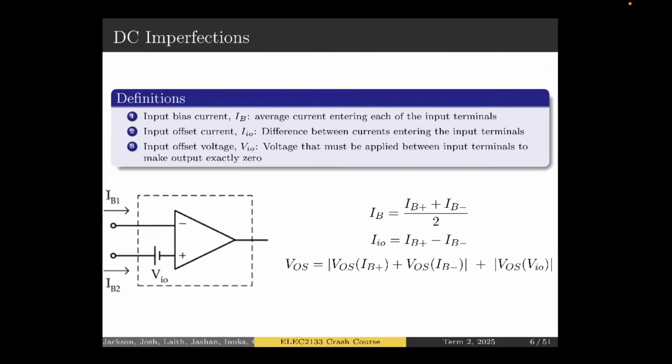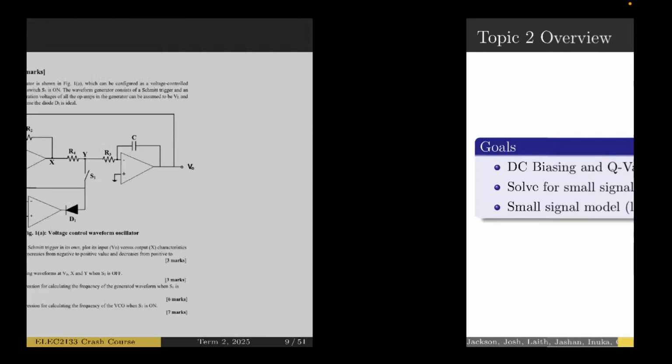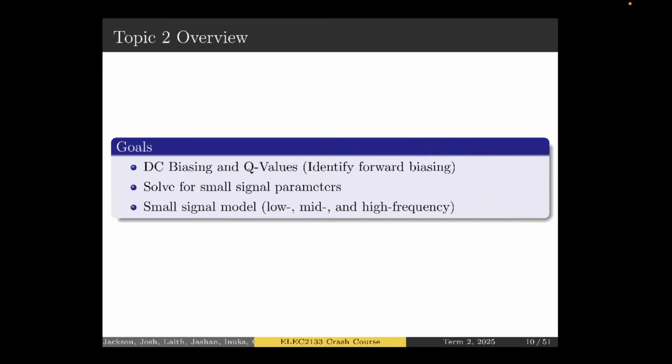Okay. Let's get to the meat of it. I'm going to introduce you back to transistors, everyone's favorite topic. I'm not going to go too in depth because I'm sure you have had lots of practice with it, but we'll just have a quick review. DC biasing and Q values should ring a bell. I'm going to show you how to solve for small signal parameters. And if we have time, we might get to this, as we're running out of time.